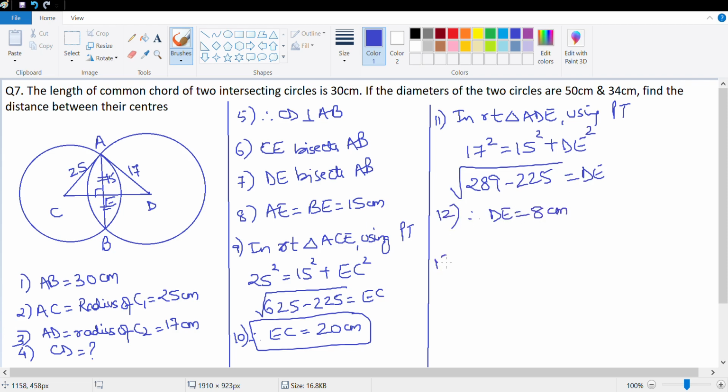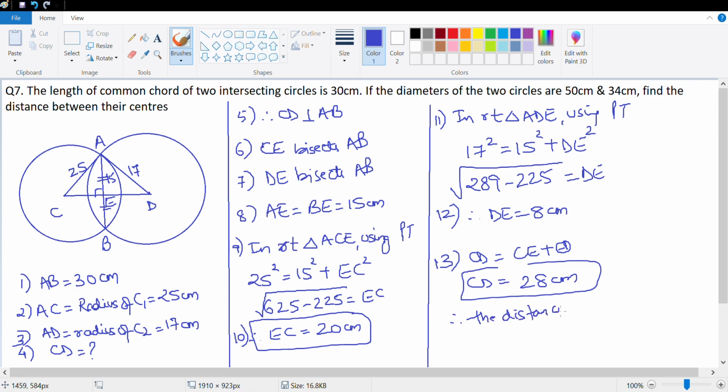What they want is CD. CD is equal to CE plus ED, which is equal to 28 centimeter. So the question has, therefore, the distance between centers is 28 centimeter.